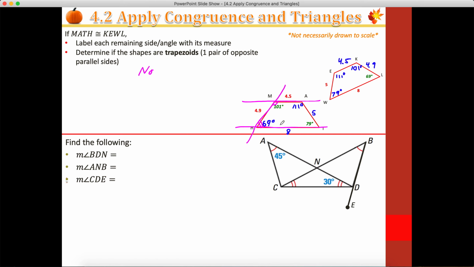We don't have supplementary angles, so we don't have parallel lines. Bummer. With the problem on the bottom, let's see. I'm just going to roll through this. I'm going to assume that you figured it out already.